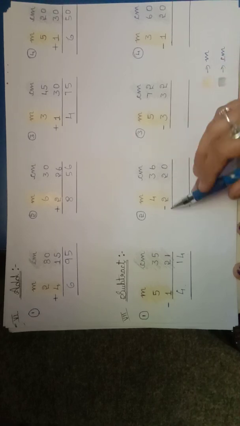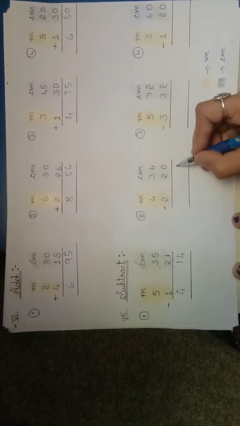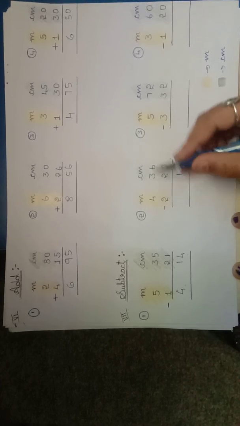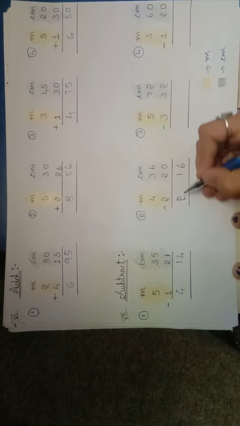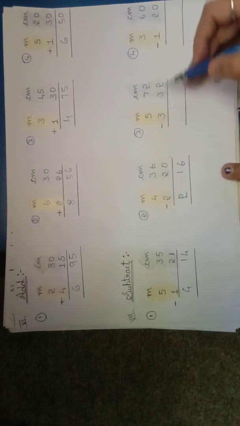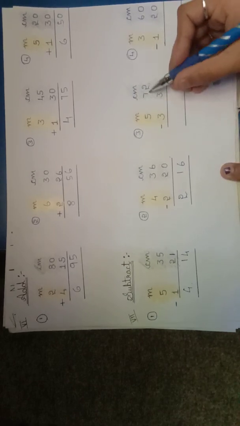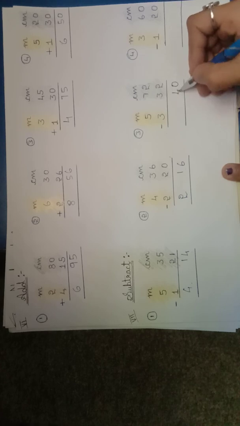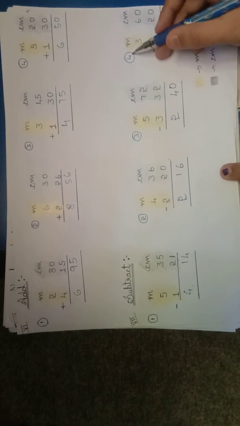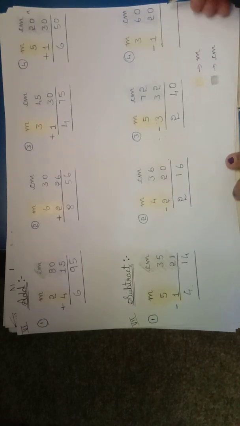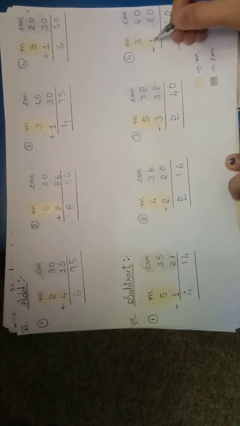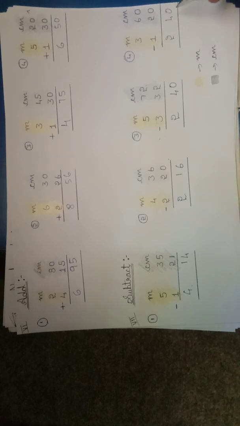Second question, 6 minus 0 gives you 6. 3 minus 2 gives you 1. Move on to meter. 4 minus 2 gives you 2. So your answer is 2 meter 16 centimeter. Third question, 2 minus 2 gives you 0. 7 minus 3 gives you 4. Move on to meters. 5 minus 3 gives you 2. And fourth question, 0 minus 0 gives you 0. 6 minus 2 gives you 4. Move on to meters. 3 minus 1 gives you 2. So your answer is 2 meter 40 centimeter.